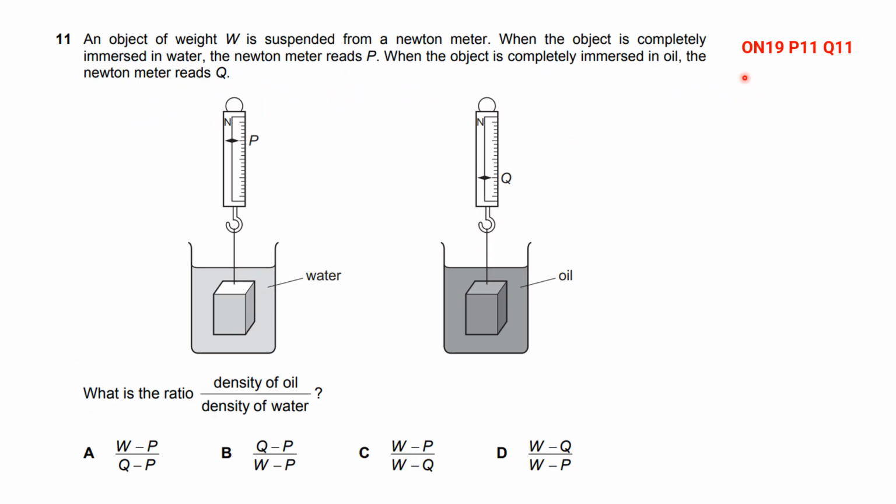The next question is from October-November 19, paper 11, question 11. An object of weight W is suspended from a Newton meter. So here is the mark P, right? When the object is completely immersed in water, the Newton meter reads P. When the object is completely immersed in oil, the Newton meter reads Q. What is the ratio between the density of the oil and the density of water?